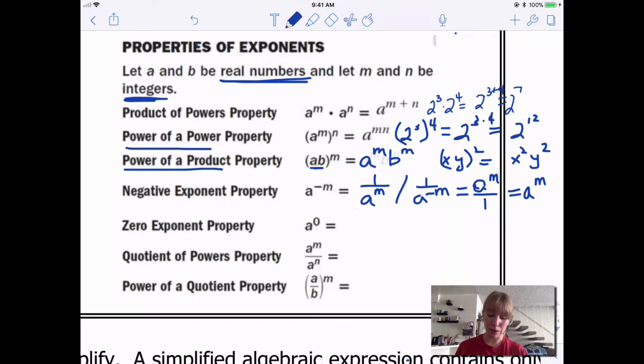The zero exponent property. This is kind of a funny one. You kind of have to memorize this one. We have a to the 0. A to the 0 every single time is going to equal 1, no matter what a is.